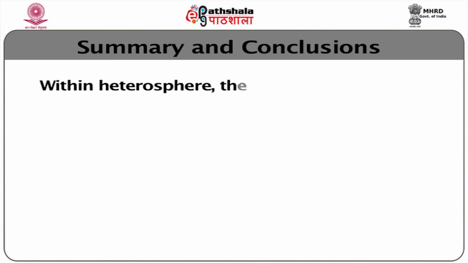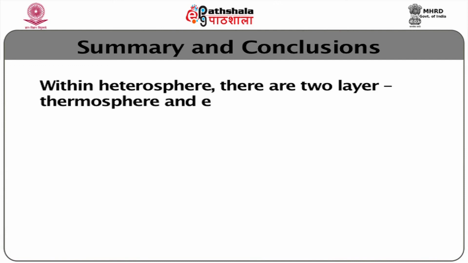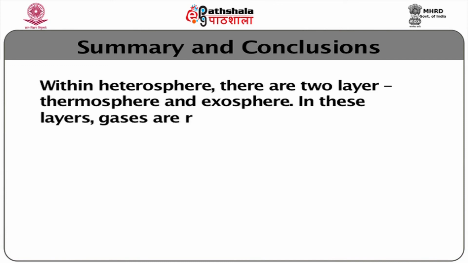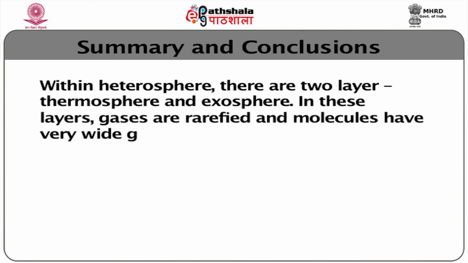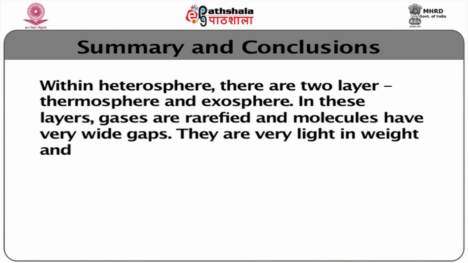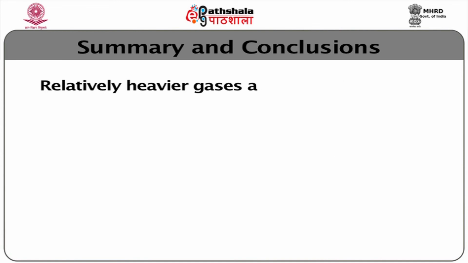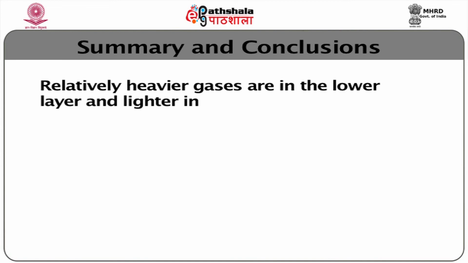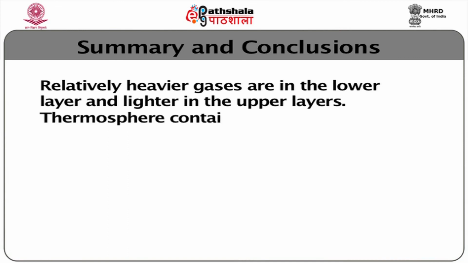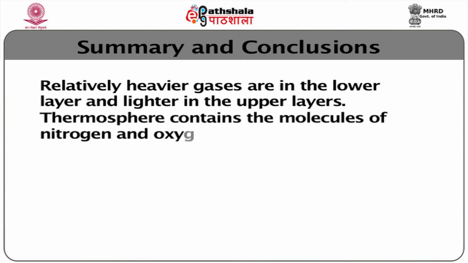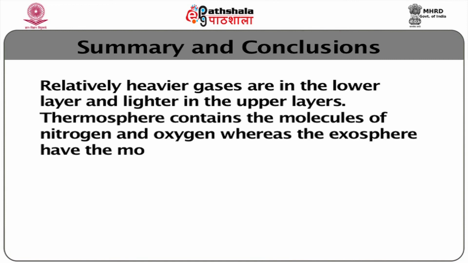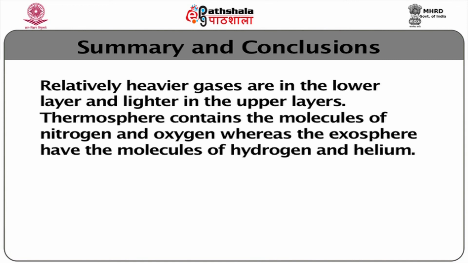Within the heterosphere, there are two layers, thermosphere and exosphere. In these layers, gases are rarefied and molecules have very wide gaps. They are very light in weight and have stratification on the basis of their density. Relatively heavier gases are in the lower layer and lighter in the upper layers. The thermosphere contains the molecules of nitrogen and oxygen, whereas the exosphere has the molecules of hydrogen and helium.